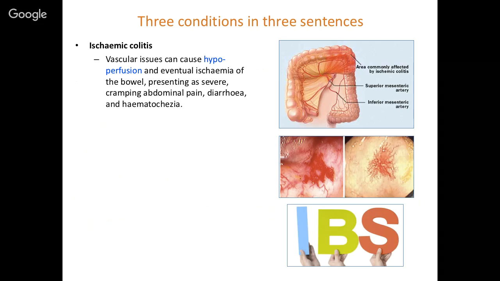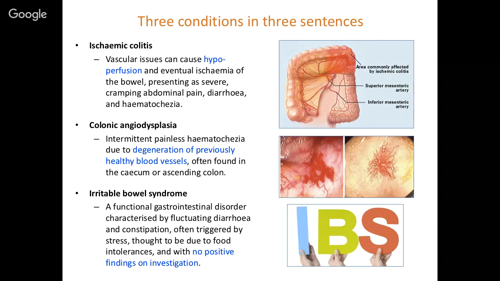Okay, all right. 3 conditions in 3 sentences. So you don't need to know a lot about these conditions. It might be good to know about irritable bowel syndrome, but as long as you have a rough understanding of what it is, I think that's enough because they're not big conditions. So ischemic colitis is generally due to hypoperfusion.